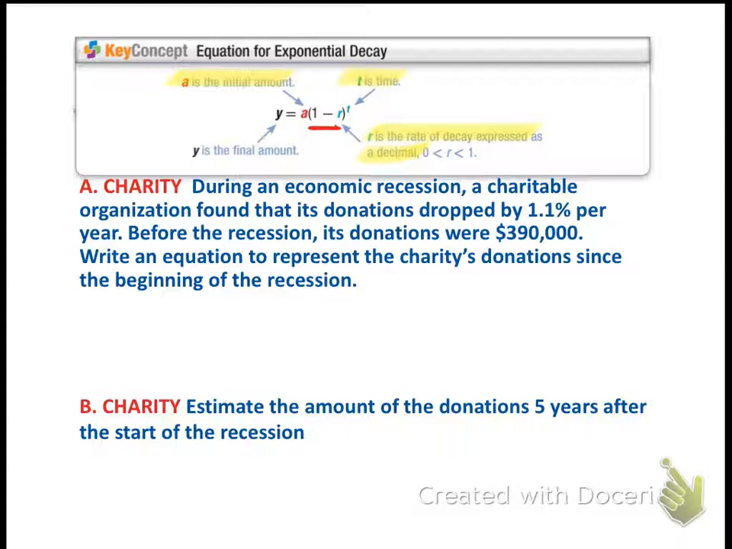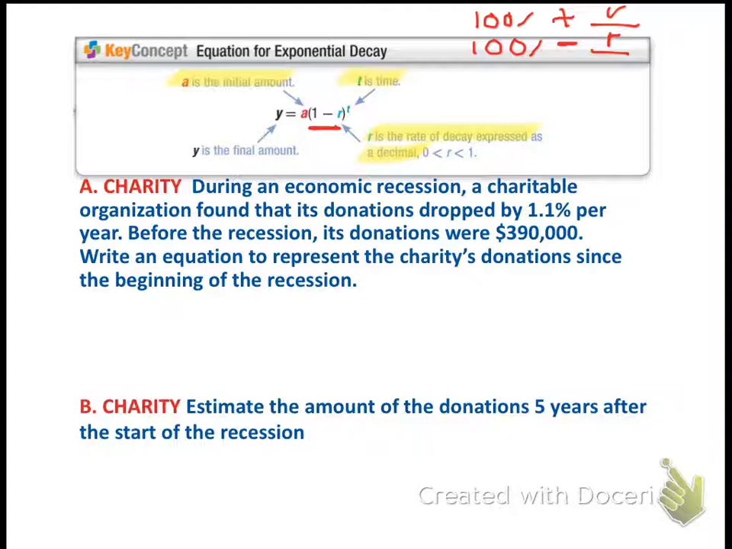With growth, you're adding 1. Why? Because you're growing 100%, so all of the population you currently have, plus some more. In decay, we want the 100% of the population minus decaying, going down a certain rate. So you're taking that whole population, and you're taking away a part.